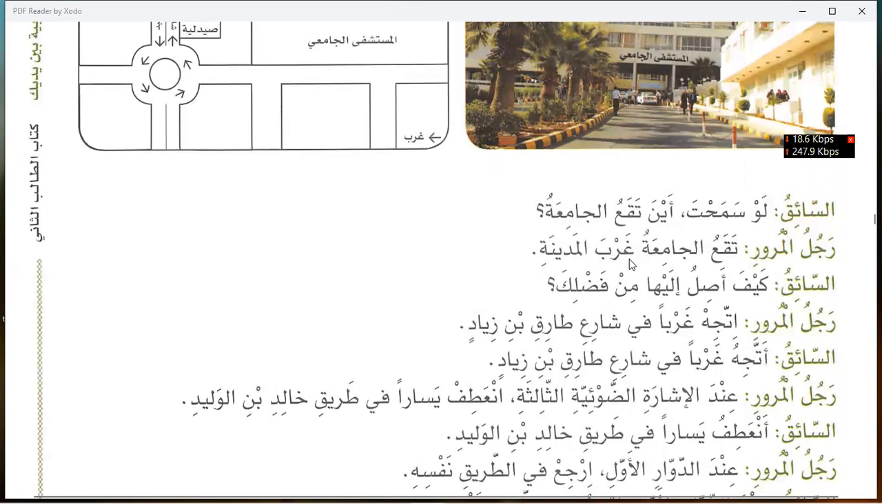Taqa'u al-jami'atu gharba al-madinati. The university is located west of the city. Gharb means west, taqa'u means located. السائق: كيف أصل إليها من فضلك؟ Kayfa means how, asilu means I can get, ilayha means towards it. Min fadlika, please. How can I get there? Or how can I reach there?